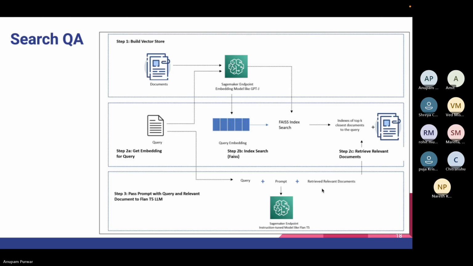Now, this is a process where we are not touching the model at all. All we are doing is, along with the prompt, we are passing additional information relevant to the query. And where is this information coming from? From the vector database.